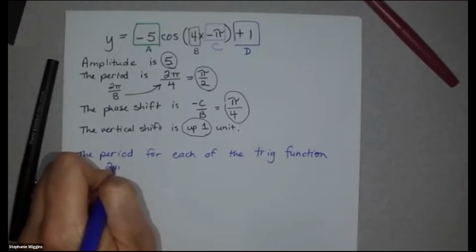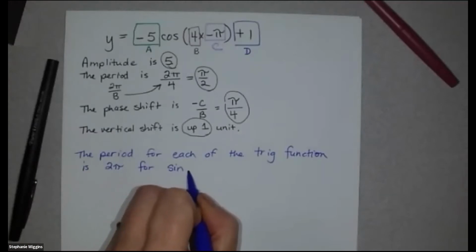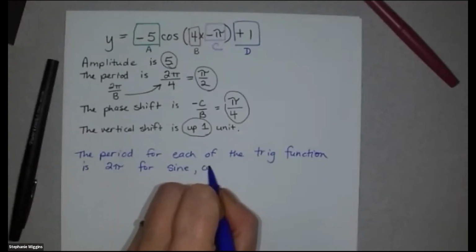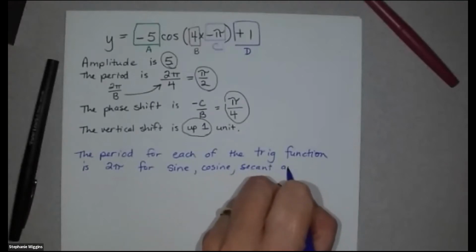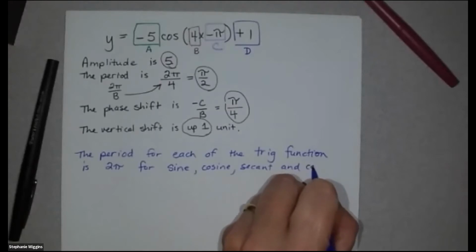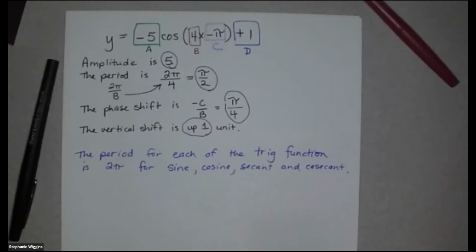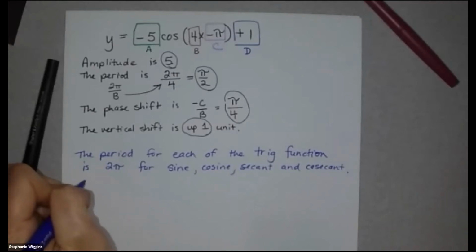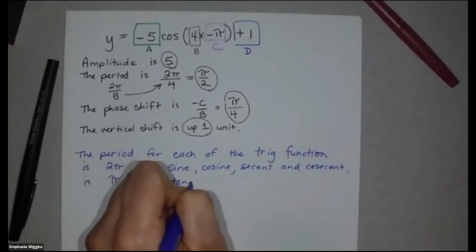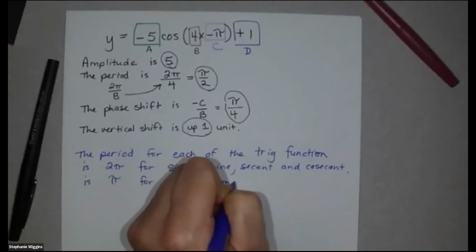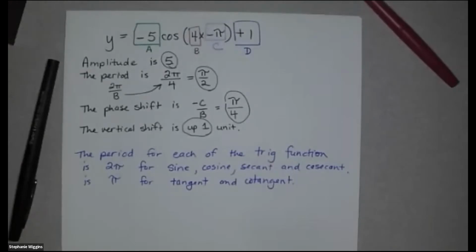Is 2 pi for sine, cosine, secant, and cosecant. Okay, those 4 trig functions have a period 2 pi, and it is pi for tangent and cotangent. Okay.